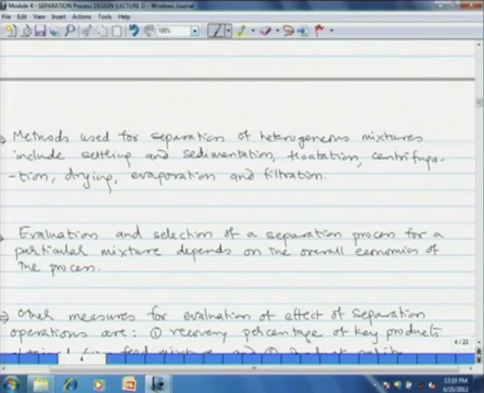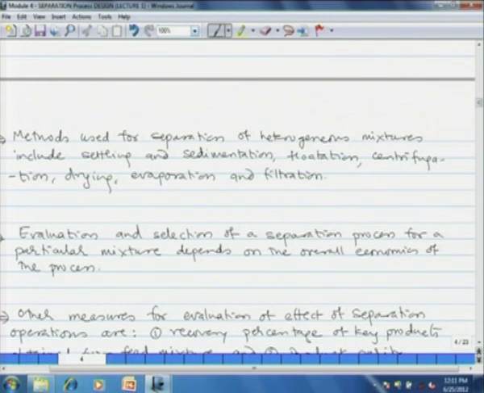Then centrifugation, which I just mentioned, use of centrifugal force, then drying, which is basically for removal of the moisture, evaporation and filtration. Now, filtration is another cousin of membrane separation, but this filtration is completely mechanical, where the particles are separated by only size exclusion.